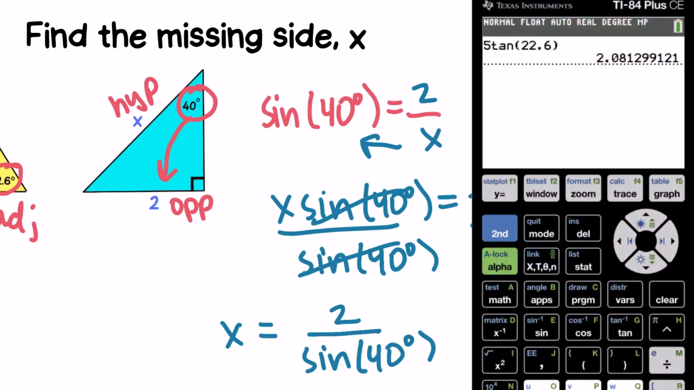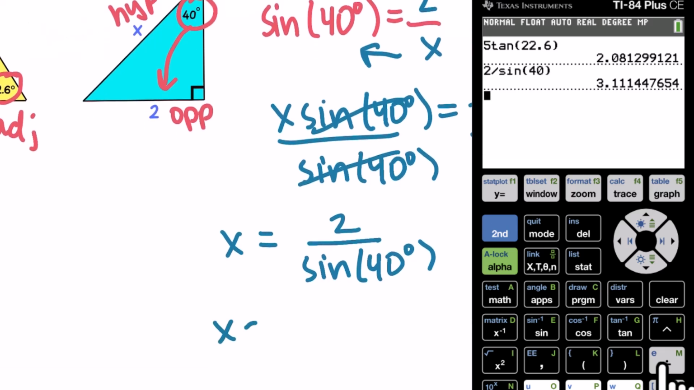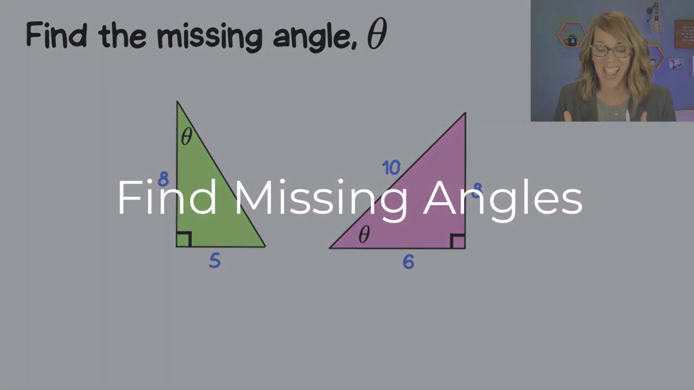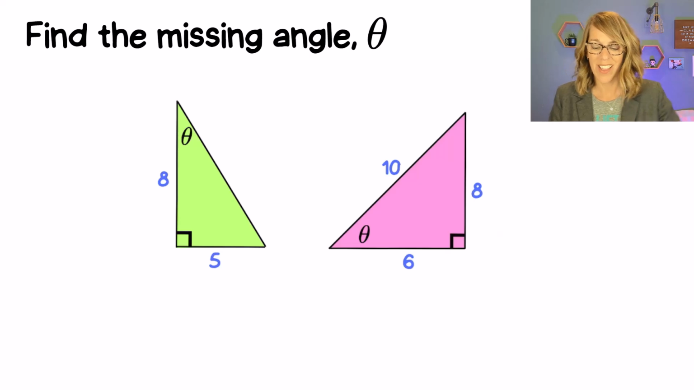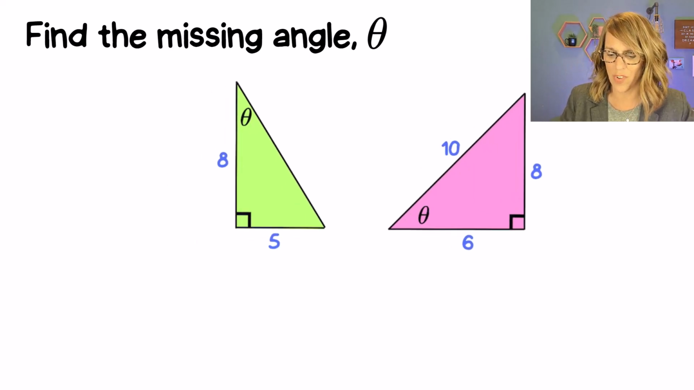I'm still in degrees. I'll type in 2 divided by the sine, which is above the 7, of 40 degrees. I'm just going to type in 40 parentheses and then enter, and we get about 3.11. So x is approximately 3.11. Now we want to find that missing angle. I've got 2 examples here. Let's go ahead and start with that green triangle.